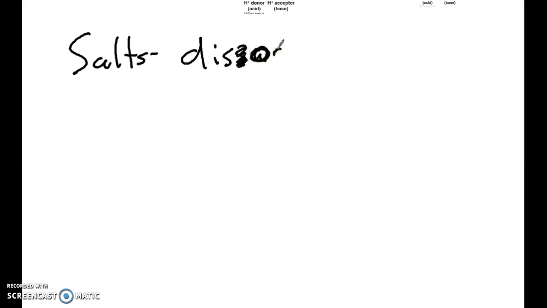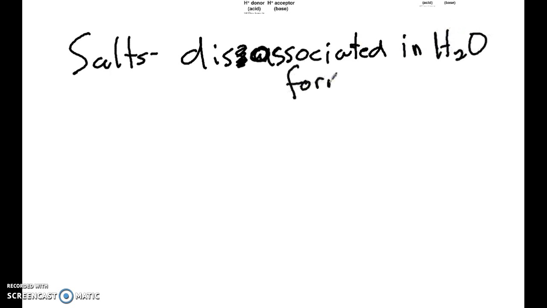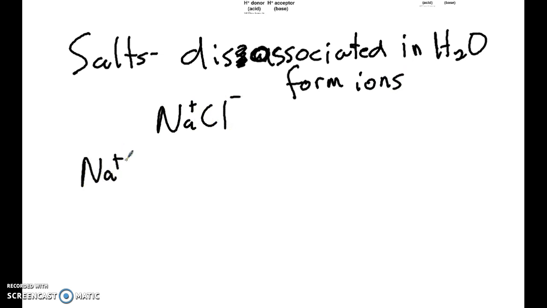One S. There we go again. Associate, which is basically a fancy way of saying they separate and come apart in water, and they form ions. For example, if you put salt in water, it would separate into sodium positive ions floating around and chlorine negative ions.